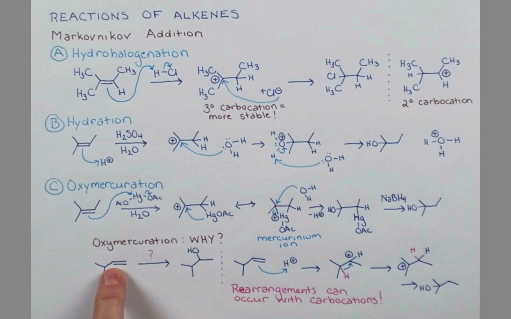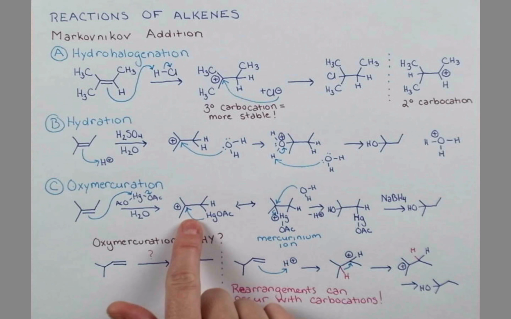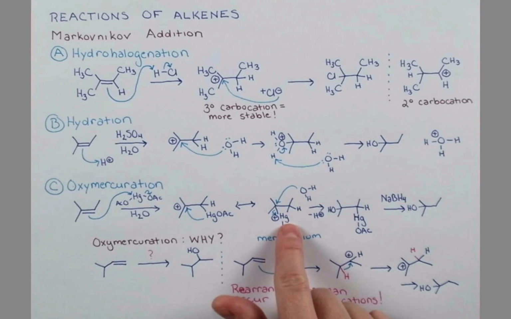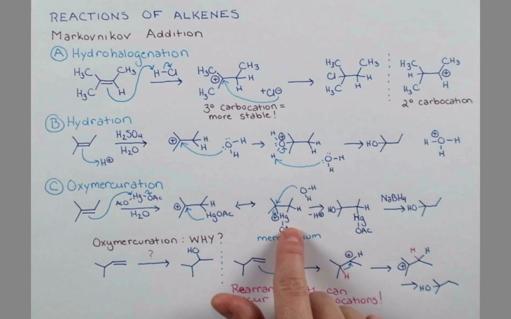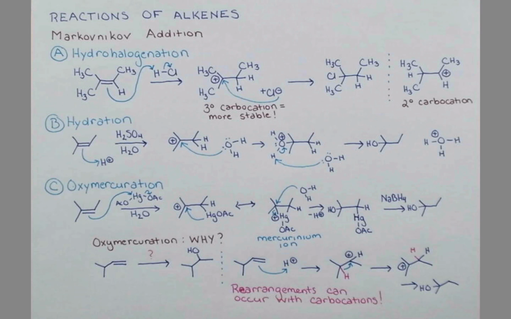The OH will just add here. Oxymercuration avoids rearrangements. The reason for this is in the mercurinium ion. Although we have contribution of this carbocation, this mercurinium ion contributes a lot as well. This stabilizes the carbocation, and when this is more stable, it won't want to rearrange. So if we take this alkene, treat it with mercury acetate in water, and then in a second step add sodium borohydride, we'll produce this alcohol not resulting from rearrangement.